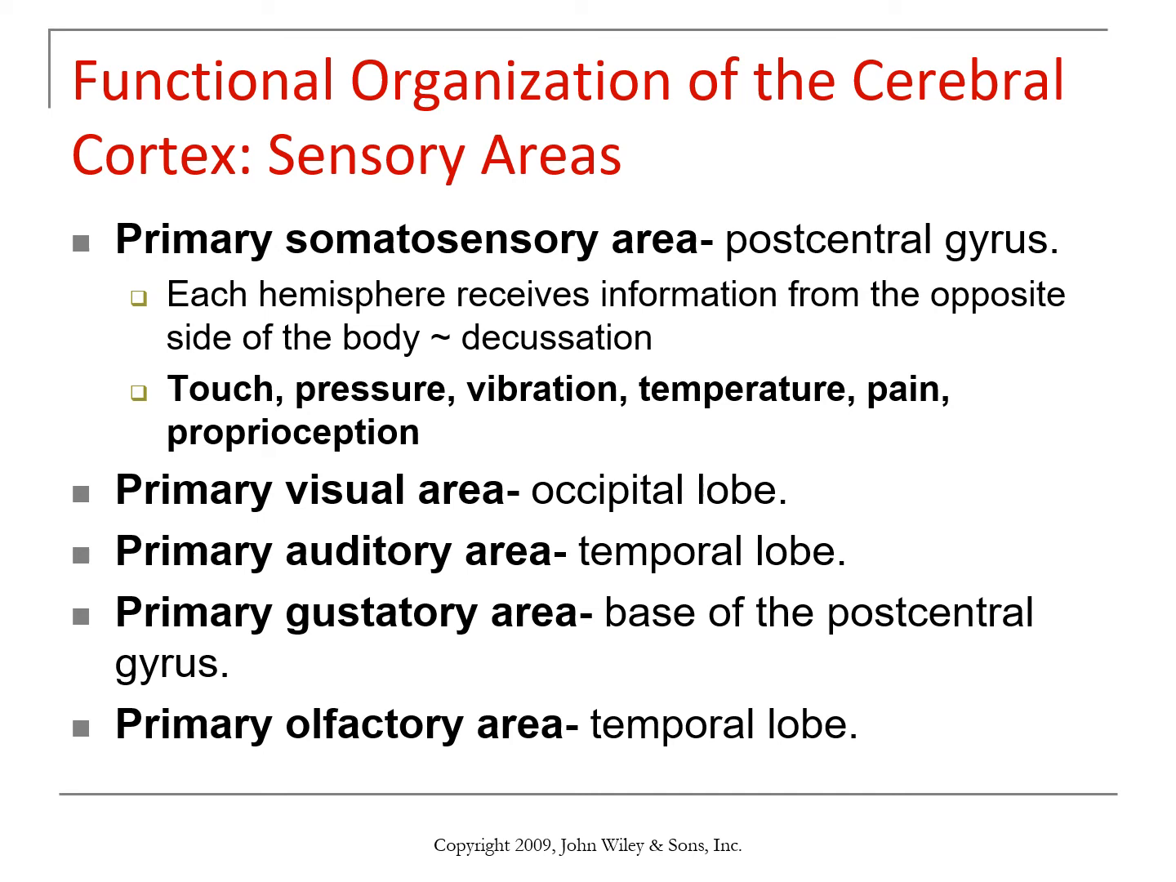As I mentioned, the primary gustatory area is at the base of the post-central gyrus in the parietal lobe. And your primary olfactory area is also located in the temporal lobe, but note that signals for olfaction are sent to several areas of the brain. Be able to locate these areas on our diagram of the cerebrum, the lateral view of the diagram.